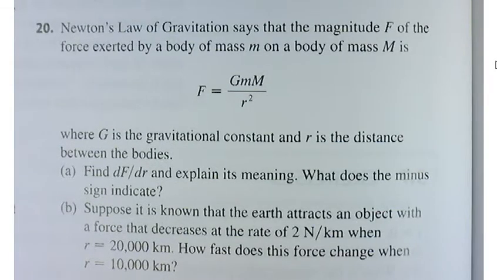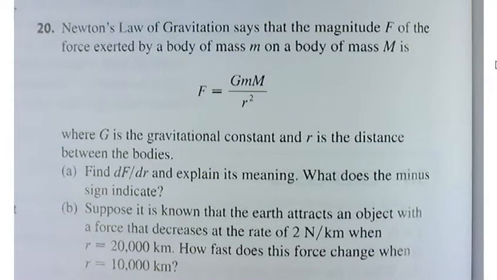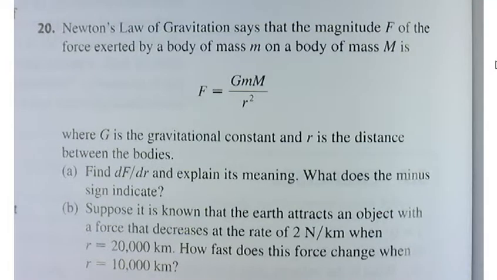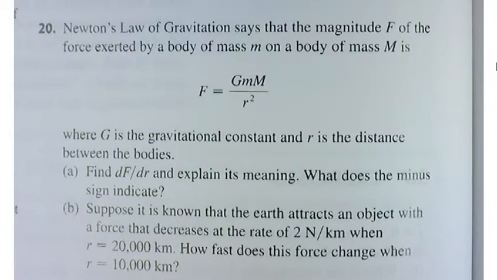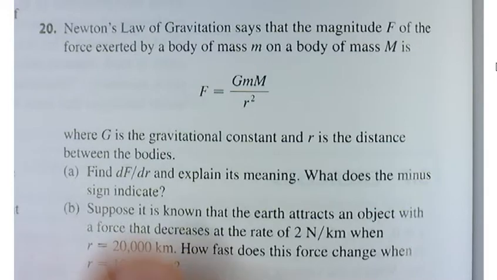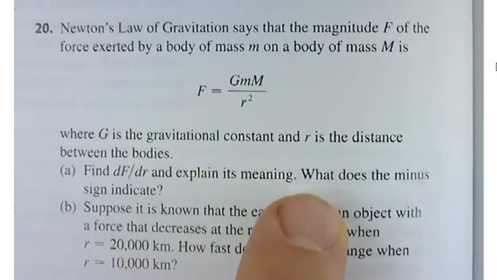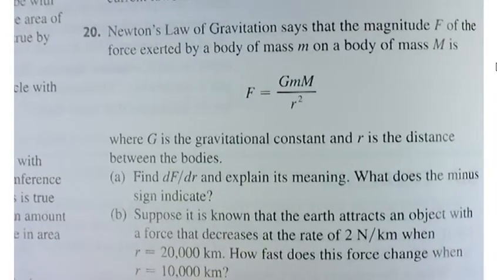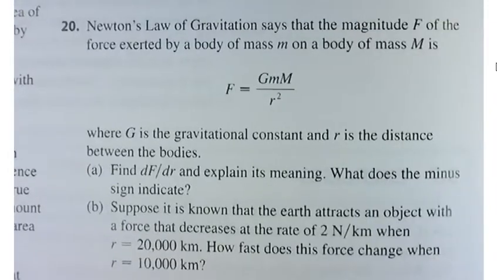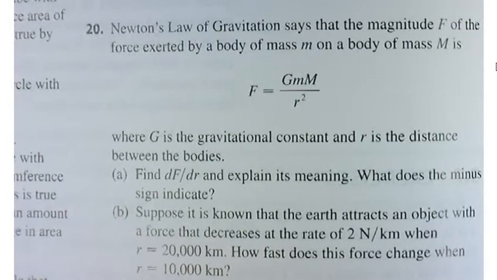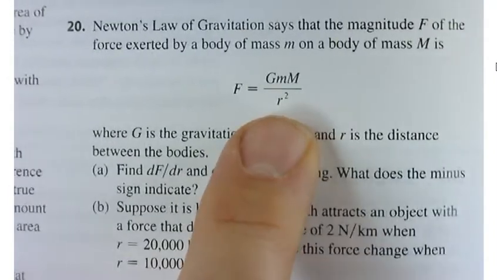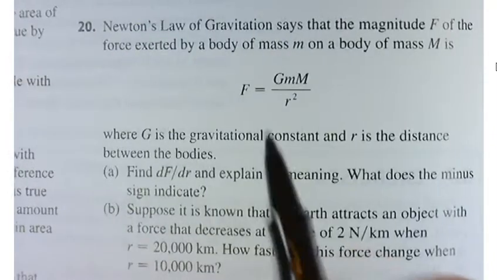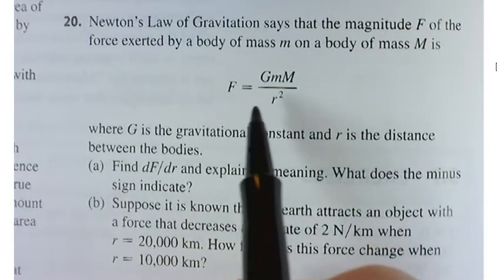Newton's Law of Gravitation says that the magnitude F of the force exerted by a body of mass big M on a body of mass little m, where G is the gravitational constant and R is the distance between the bodies. Find dF/dr and explain its meaning. What does a minus sign indicate? So that's all we're going to work on, that first part. We're going to find the derivative of this with respect to R. So when we differentiate this as a function of R, what's that going to mean about G, little m, and big M?